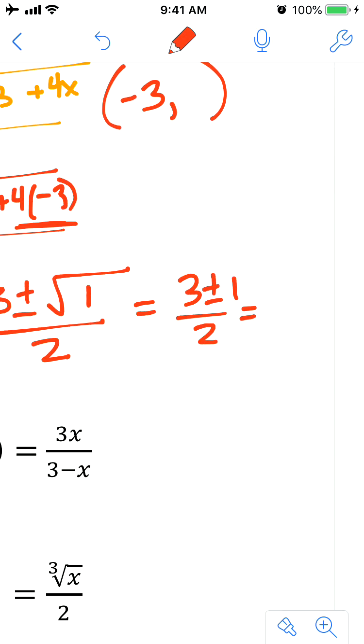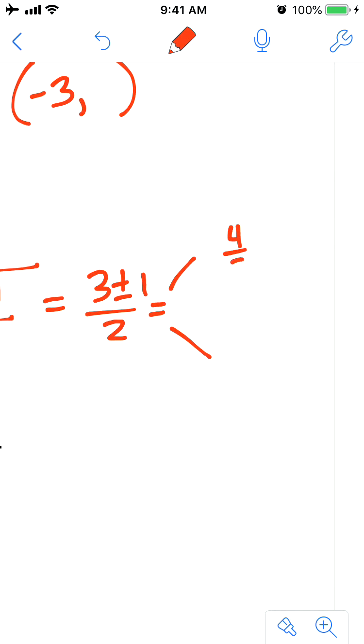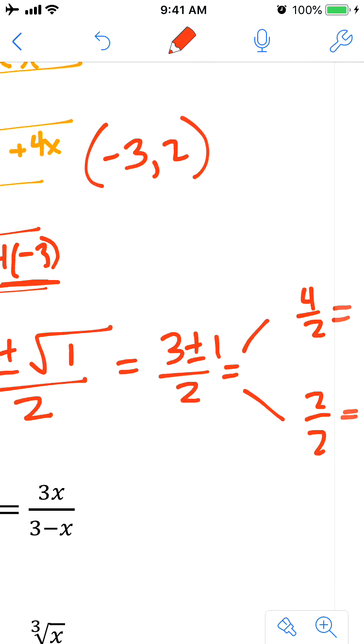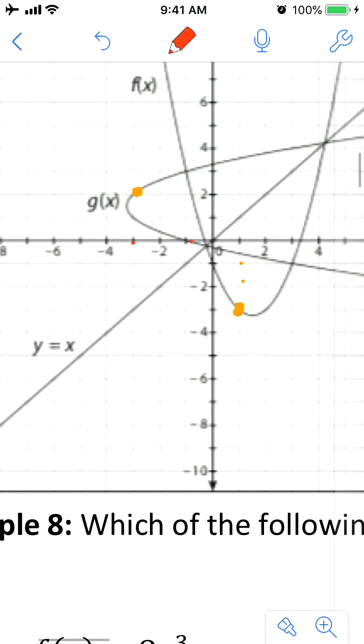Alright, so plus 1 here. If you recall from chapter 9, this is where you have to kind of break them off. We get 4 halves or 2 halves. We get 2 or 1. Very nice. So we do in fact get 2. And we also got 1, right? We also got negative 3, 1. If we check that, we go back 1, 2, 3, and up 1. That is also a point on this graph.